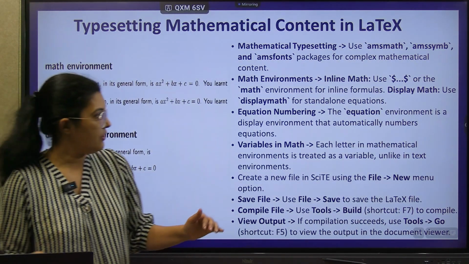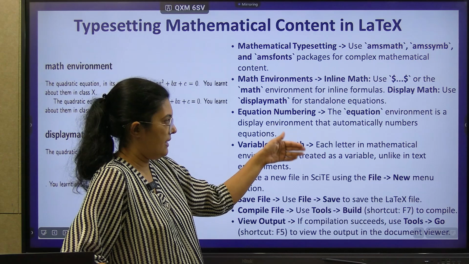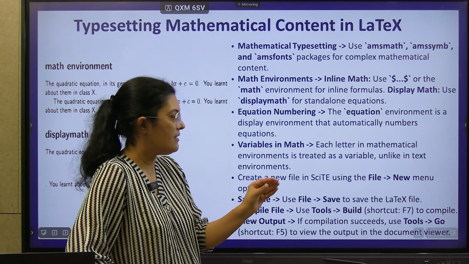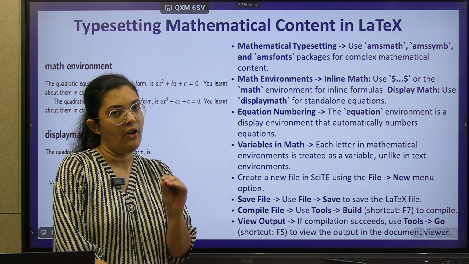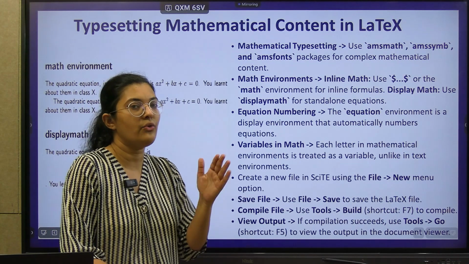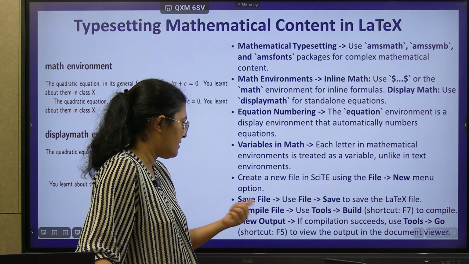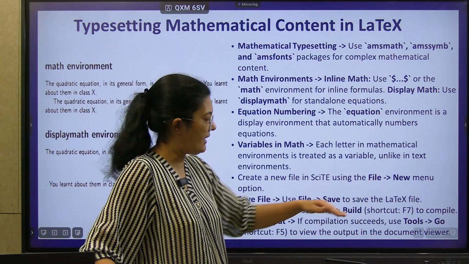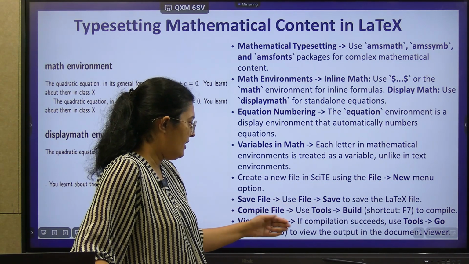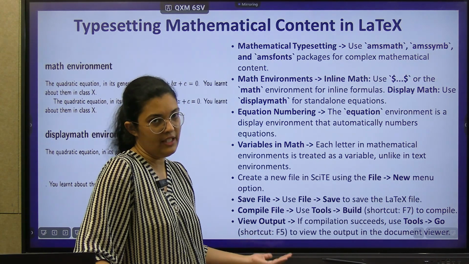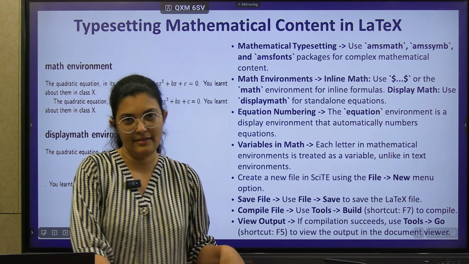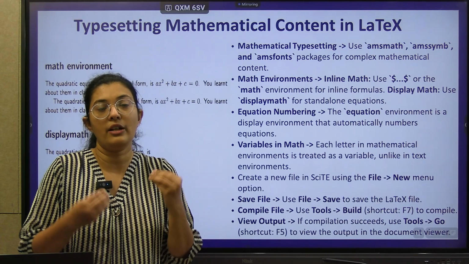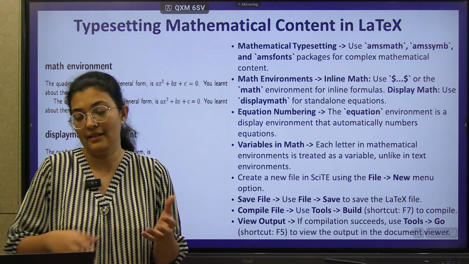You can also give equation numbering, right? You can have variables. A variable is simply any number or any letter considered as a variable in mathematical form. The steps are the same. You have to create a new file, after that you can save that file, compile that file, and you can check the output for mathematics as well. The only difference is that you have to make sure the packages for mathematics are available.